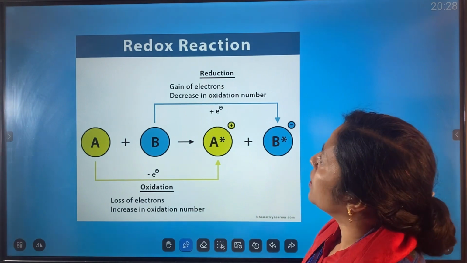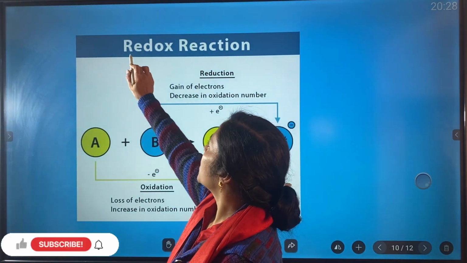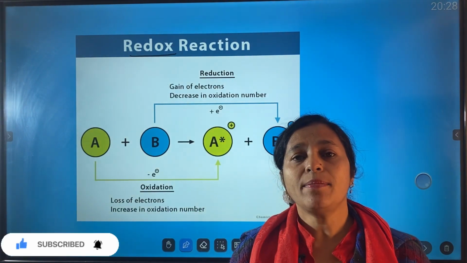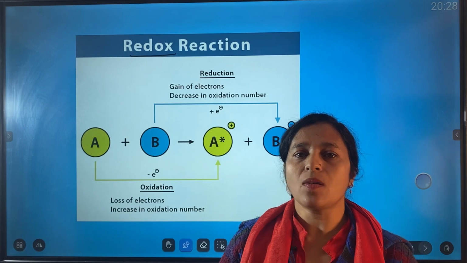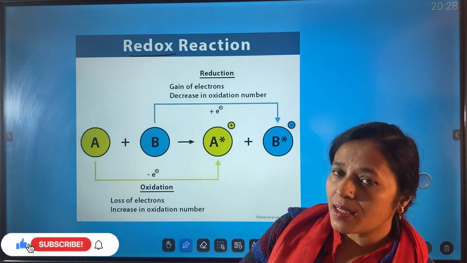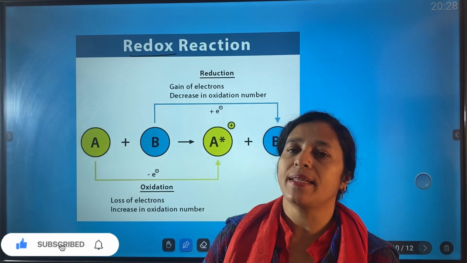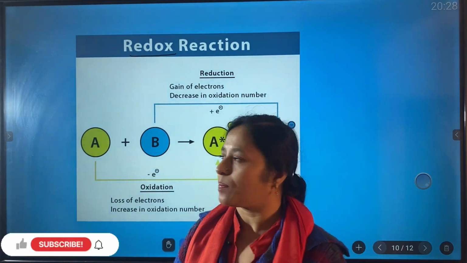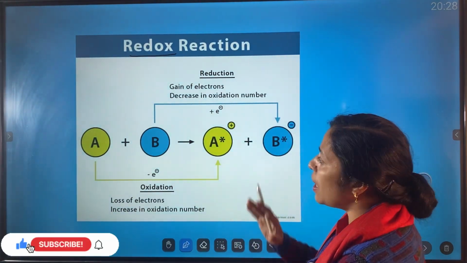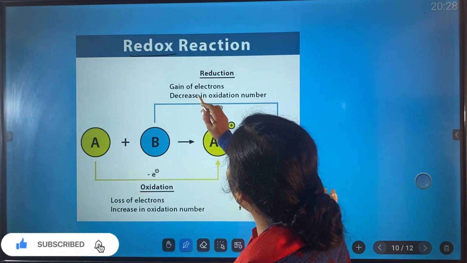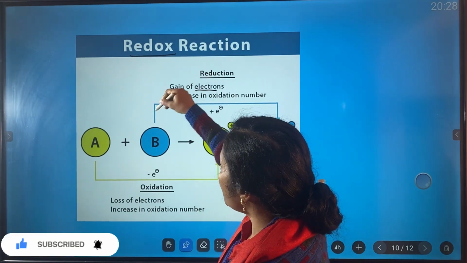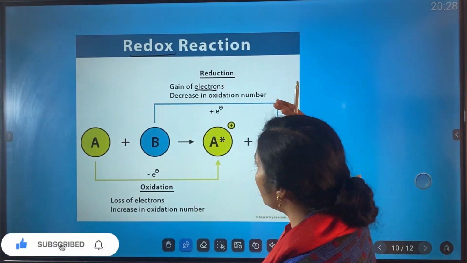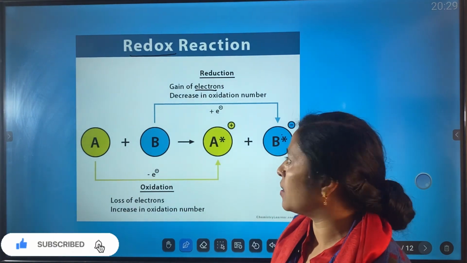सो रिडॉक्स रिएक्शन क्या होता है? सबसे पहले हम रिडॉक्स को ब्रेक करेंगे. रिडॉक्स, इट इज मेड अप ऑफ टू टर्म्स, रेड एंड ऑक्स. रेड मीन्स रिडक्शन एंड ऑक्स मीन्स ऑक्सीडेशन. So when reduction and oxidation occur simultaneously, जब reduction और oxidation साथ साथ चलते हैं तो इस प्रोसेस को कहते हैं redox reaction. अब reduction होता क्या है? Gain of electrons. जब कोई substance electrons को gain करता है तब हम उस प्रोसेस को कहते हैं कि उसने इलेक्ट्रॉन्स को गेन कर लिया है, तो दैट इज रिडक्शन.